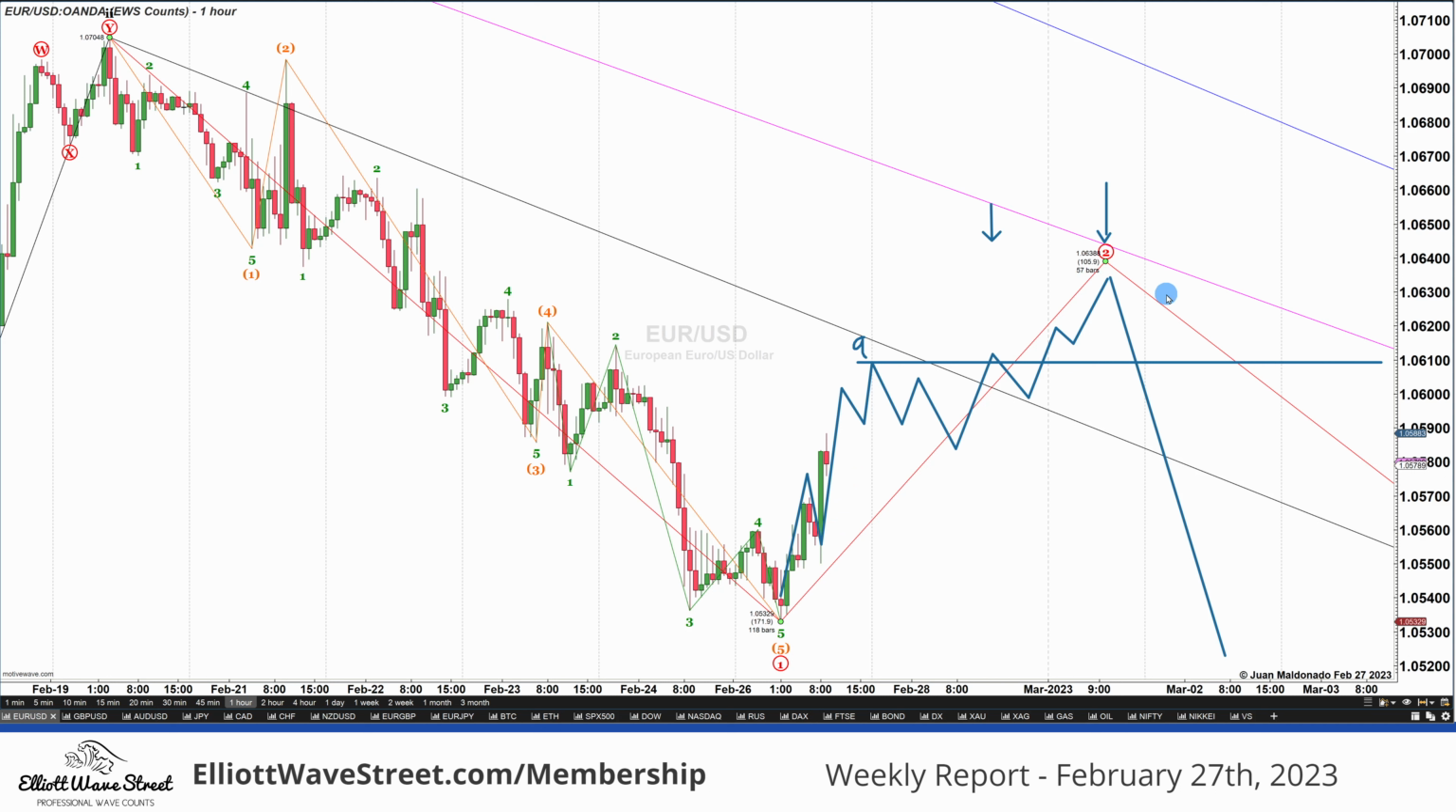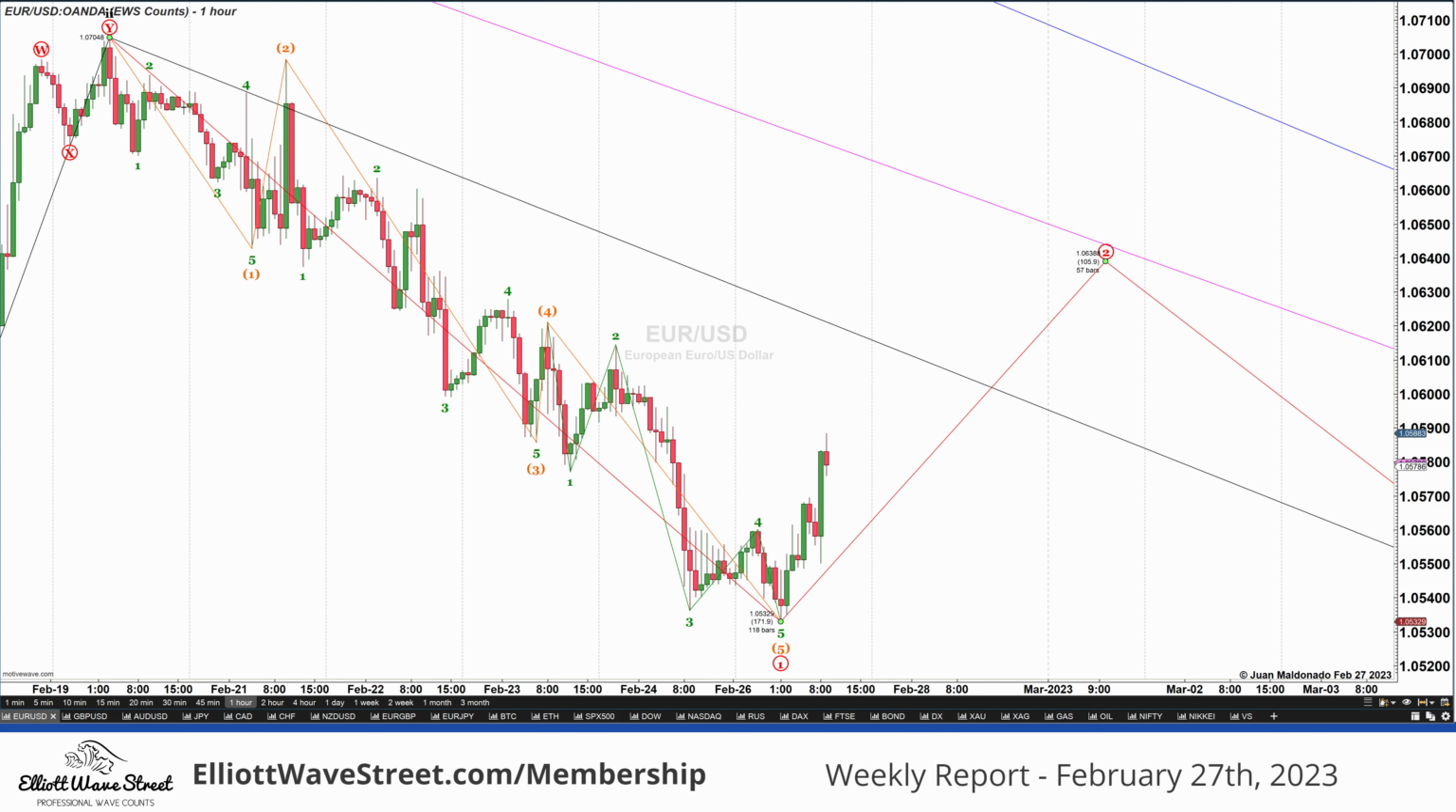For the Euro this week, we are going to follow through in the membership. We are going to go through the example day by day, updating the wave count and updating the setup, of course. Let's have a look at the S&P.